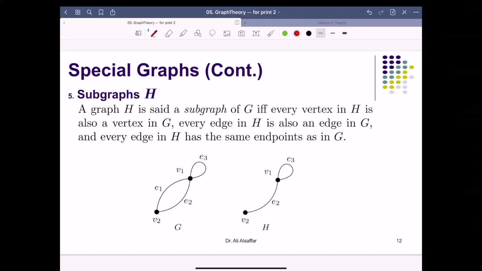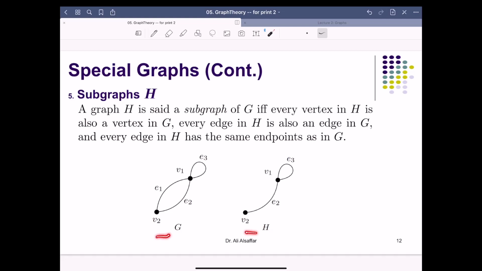For today, we will continue our discussion and we will talk about subgraphs. So, sub, what does it mean? It means part of. This is why when we say substring, it means part of a string. When we say subroutine, it means part of a routine. Now when you say subgraph, it means part of a graph.